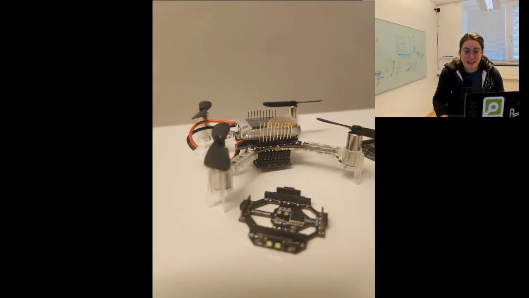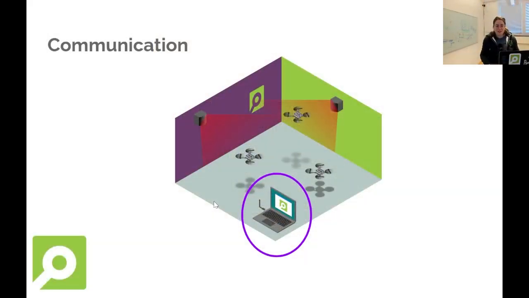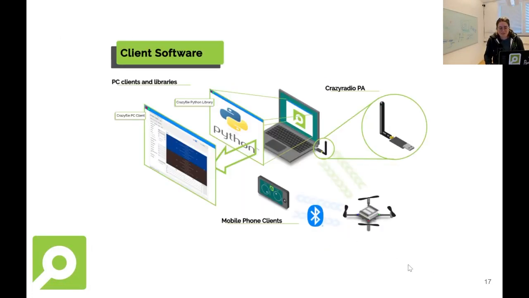Next up, communication. So what is necessary to communicate with the Crazyflie? We also have, as part of our ecosystem, some client software, which consists of a client that allows you to visualize some things on the Crazyflie, even control it, but mostly to read out data and set some parameters. It runs on Python in the backend.